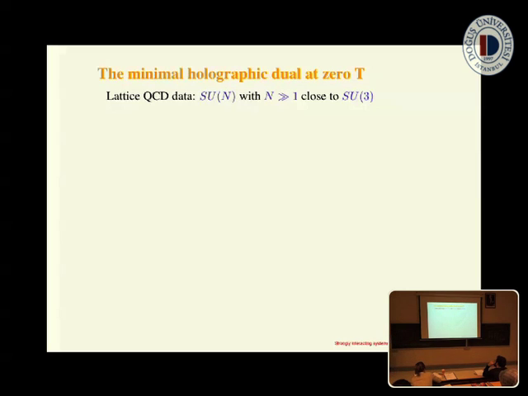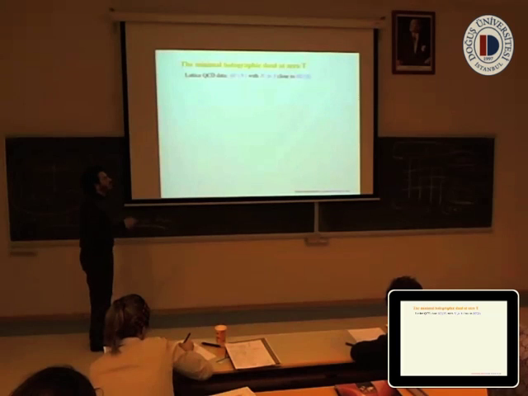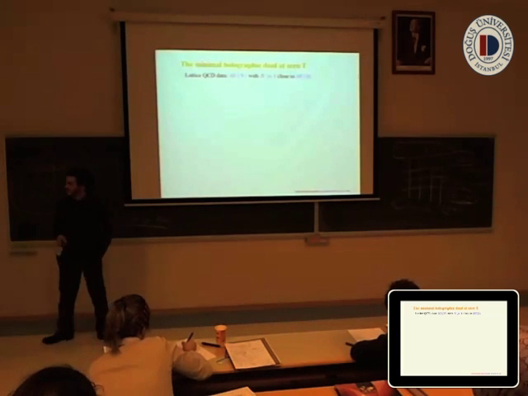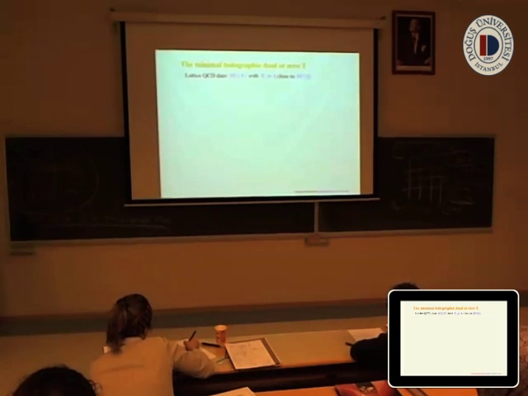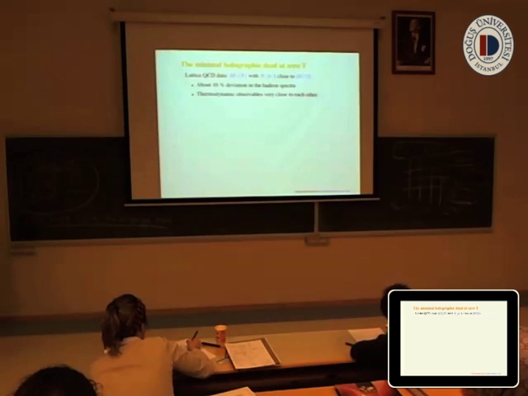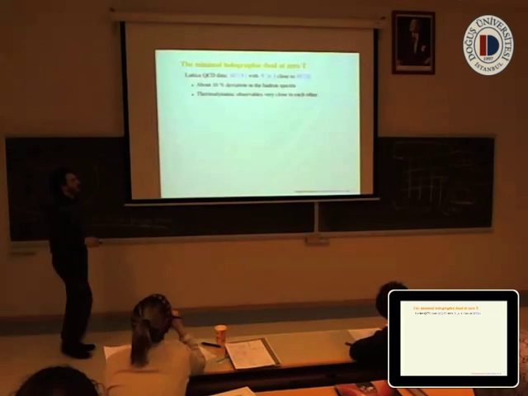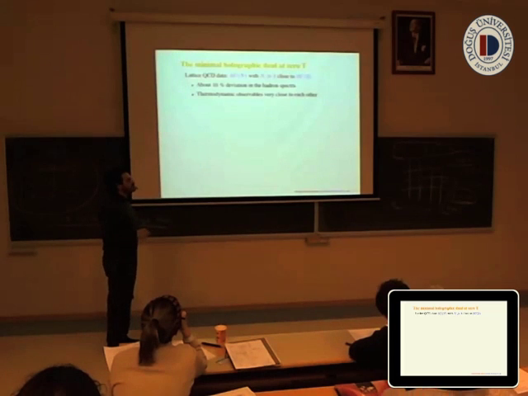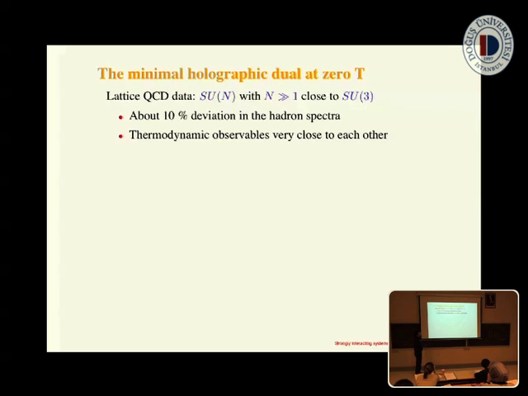As I already mentioned, the lattice QCD data indicates that SU(N) gauge theory is close enough to SU(3). It's good enough, especially for studying finite temperature objects. So this is the first simplification I will make: I will replace SU(3) QCD with SU(N), and then I will take this number of colors to be very large.